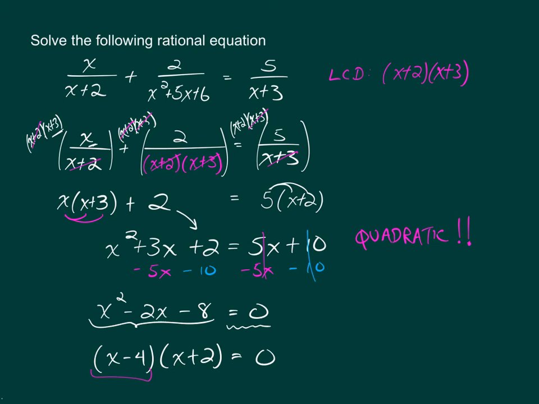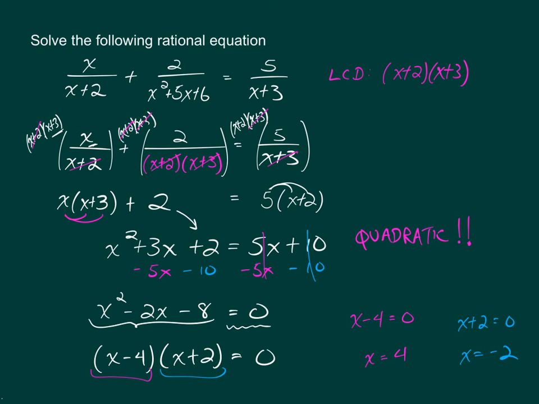Finally, we can take each factor here, set it equal to 0, and solve for x. So here we have x minus 4 equals 0. That means x equals 4. And here we have x plus 2 equals 0, and x equals negative 2.